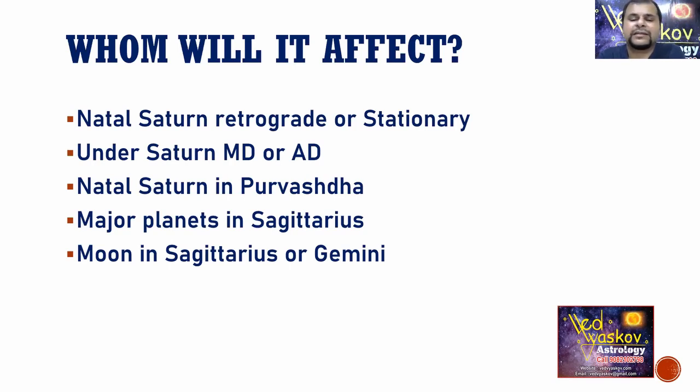Then another category is the people who are under the Saturn Mahadasha or Antardasha. Here we can cancel out the Mahadasha because Mahadasha is of 19 years. It is a very big phase. But rather, if we see Antardasha or even Pratyantardasha, then it would have a greater effect.